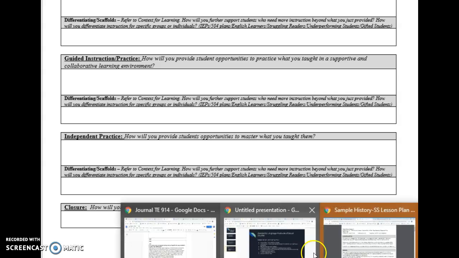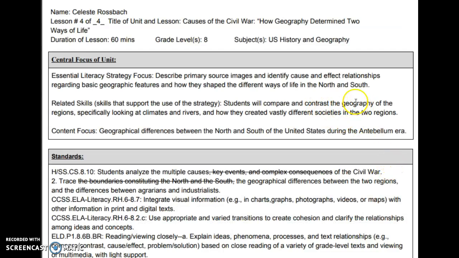Now let's talk about an actual lesson plan and see how that looks. So here, in this one, the central focus would be geographical differences between the North and South of the United States during the antebellum era, so pre-Civil War. And then the essential strategy focus would be describe primary source images and identify cause and effect relationships regarding basic geographic features and how they shape the different ways of life in the North and the South.